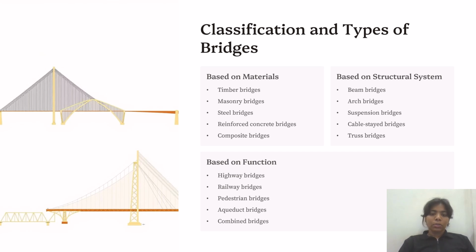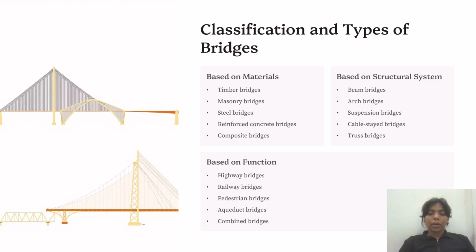Now I am going to explain about the truss bridges. These bridges are composed of interconnected triangular units forming a rigid framework. Truss bridges can carry heavy loads over long spans and can be made of wood, iron, or steel. Common truss designs include Pratt, Howe, and Warren trusses.